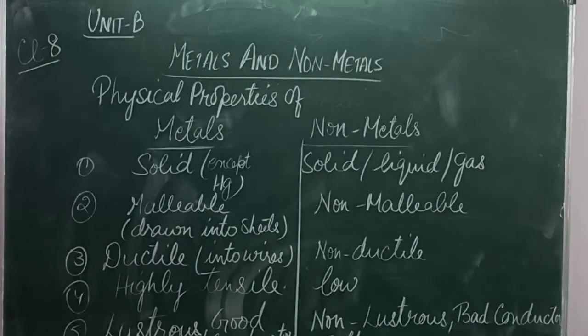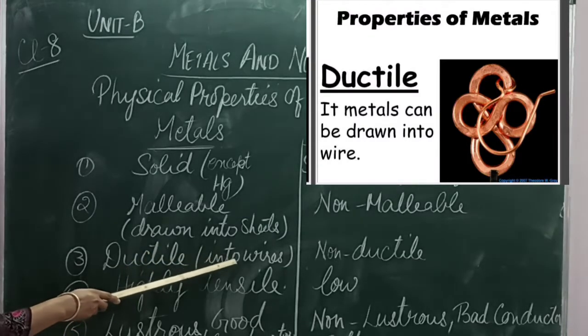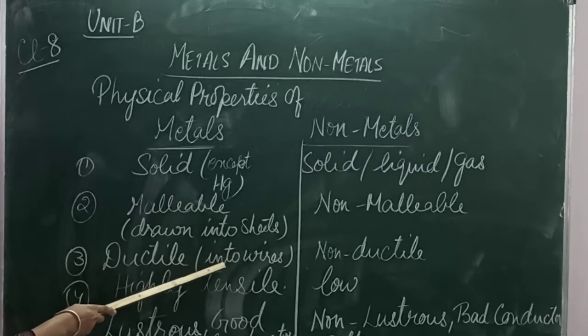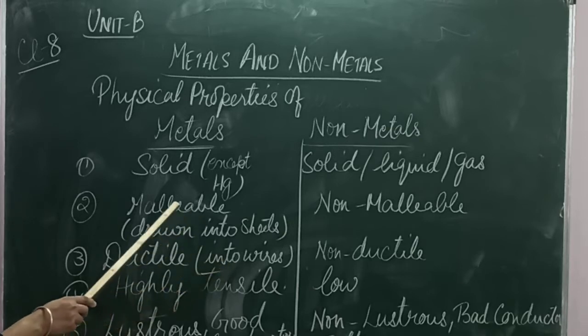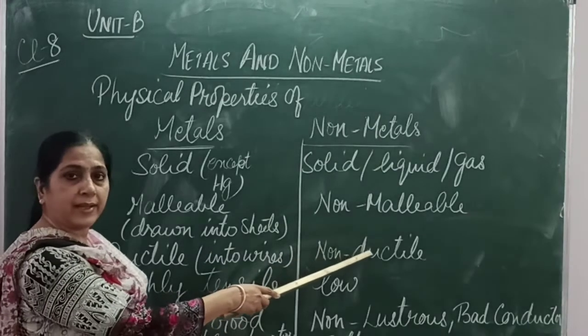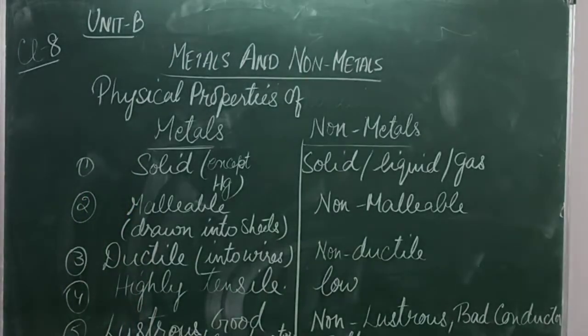So the third property is that all the metals are ductile. Ductile means they can be drawn into wires, like the copper wires you have seen. Iron can also be drawn into wires. Okay. So metals are all ductile, that is they can be drawn into wires, and they are all malleable, they can be drawn into sheets. Whereas the non-metals are non-ductile. They cannot be drawn into wires, right?